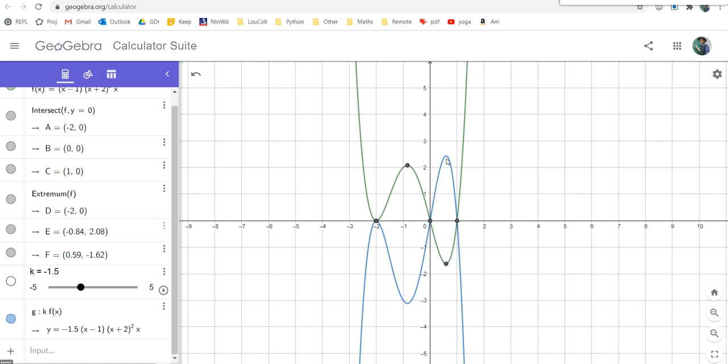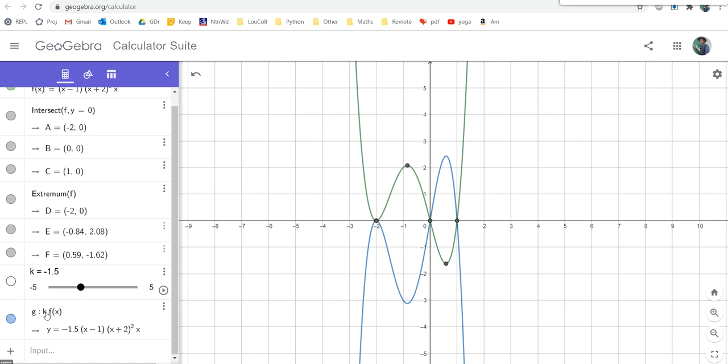We might refer to this blue curve as the image of the old curve. Just like when you did shape transformations a few years back, you might have referred to the new shape as the image of the old shape. So the original function f of x is still here in green, and the image of f of x, which here has been labeled as g by GeoGebra automatically, is a scaled version of the original curve.